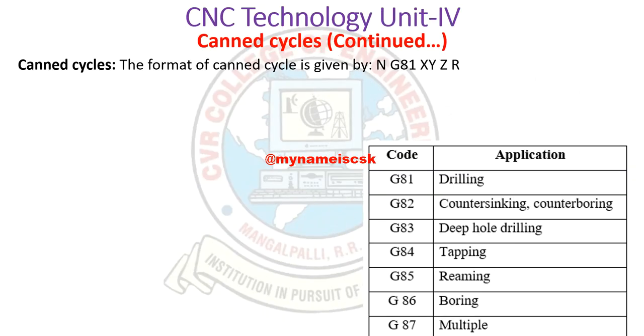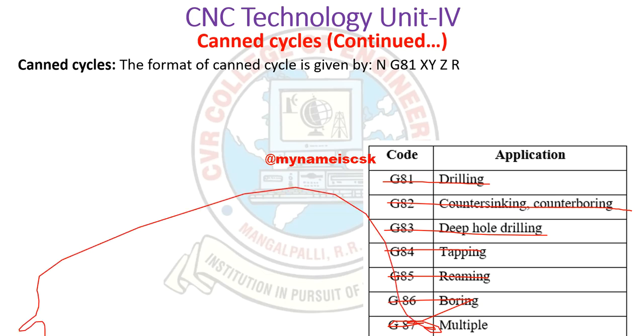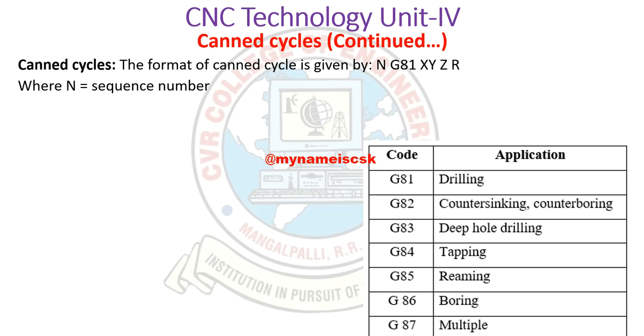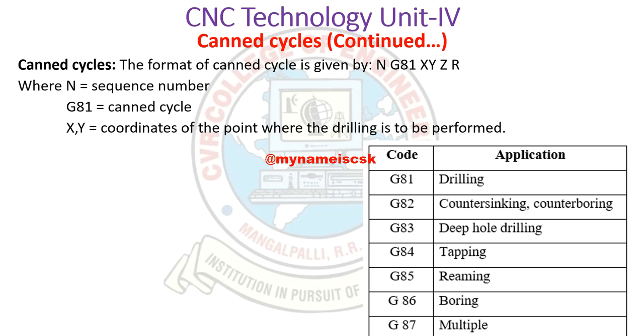And coming to the next canned cycle, there are different codes. For drilling, we use G81, for countersinking and counterboring G82, deep hole drilling G83, G84 for tapping, G85 for reaming, G86 for boring, and for multiple operations we use G84. In this we have to write the sequence number, and which type of code we are using. If you write G81, it is a canned cycle.